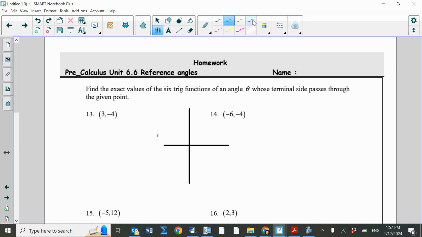Okay. Let's go to this question. Find the exact value of the 6 trig functions of an angle theta whose terminal side passes through the given point. So let's work on this one, 3 and negative 4. We're going to start with graphing the point.